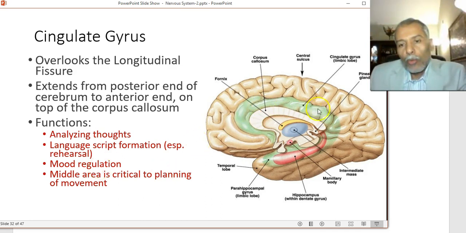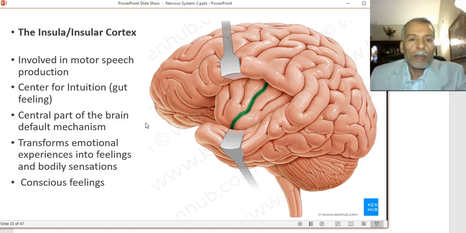It contributes to mood regulation. And also in these two areas, in here exactly, there's one center here and one here, they contribute to movement and movement regulation. The insula, or the insular cortex, contributes to motor speech production, and it connects to a major language center here.